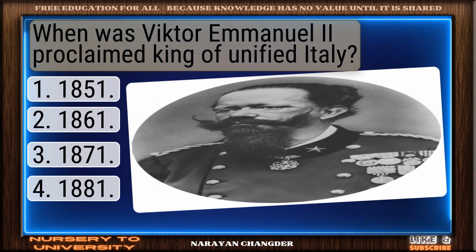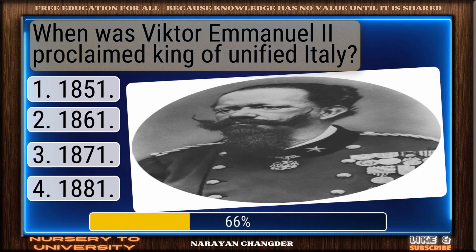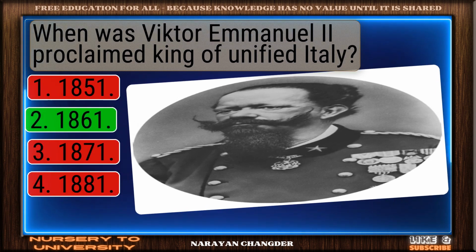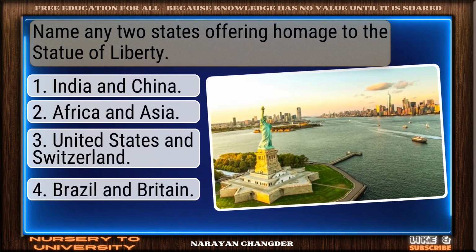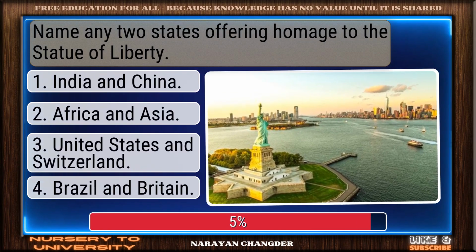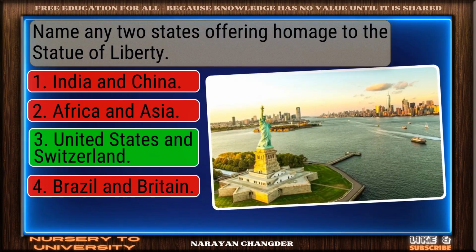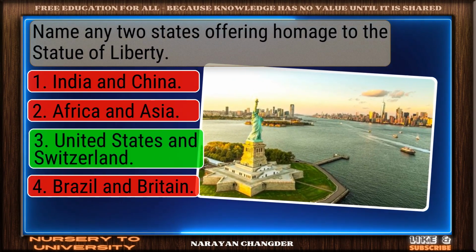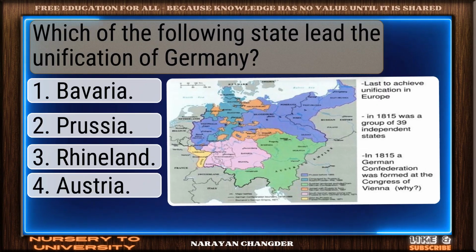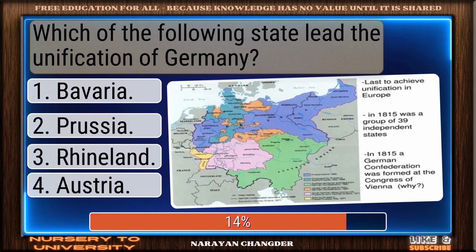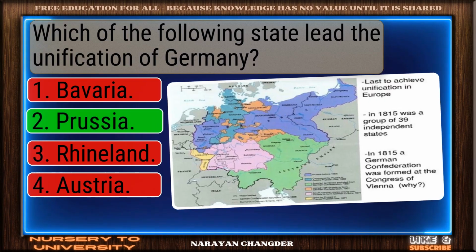When was Victor Emmanuel II proclaimed King of Unified Italy? Excellent choice. 1861 is right. Name any two states offering homage to the Statue of Liberty. Nice selection. United States and Switzerland is correct. Which of the following states led the unification of Germany? Clear logic. Prussia is sound.